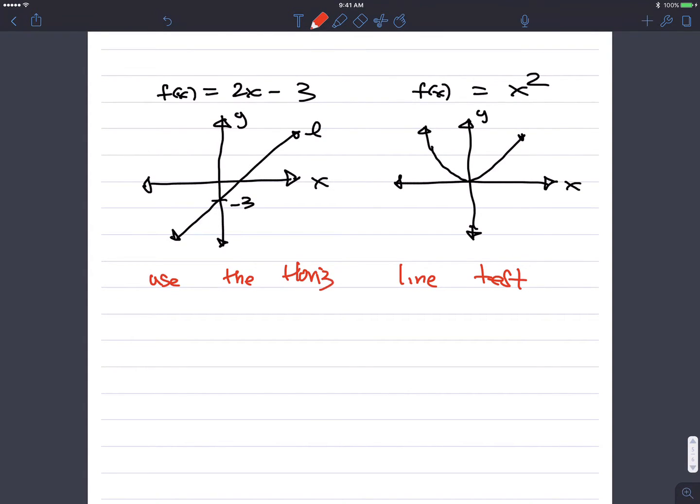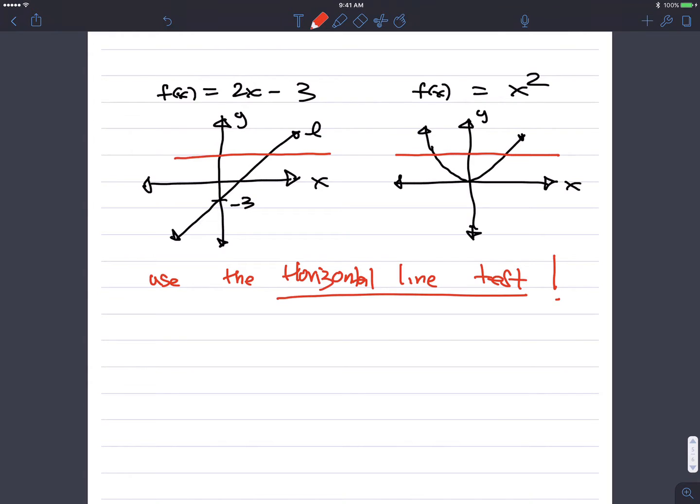The horizontal line test. What does horizontal look like? Left to right. Okay. Horizontal line. All right, you guys okay with that? You're going to use horizontal line test. This is a legitimate thing.